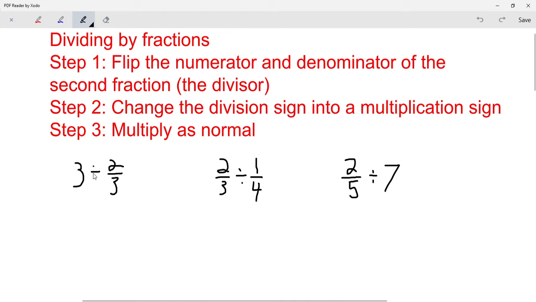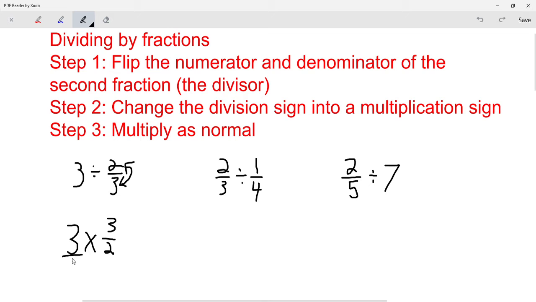So 3 divided by 2/3 becomes 3 times 3/2. All I did was flip this. It is called the reciprocal when you flip a fraction. So the reciprocal is what it's called. But then you just multiply across.